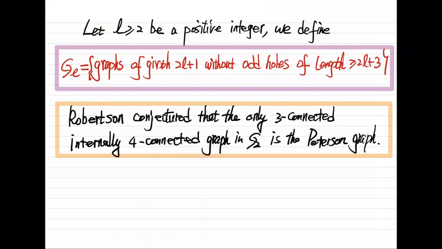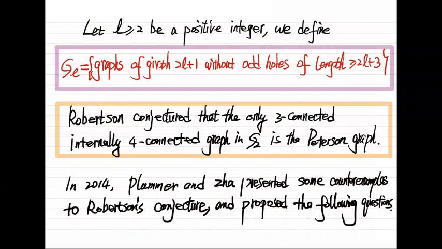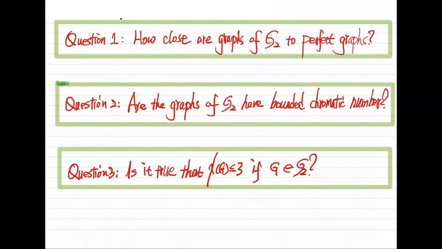Then in 2014, Plummer and Zha presented some counterexamples to Robertson's conjecture and proposed the following questions. The first question is, how close are graphs of G_2 to perfect graphs? Question two, do graphs of G_2 have bounded chromatic number? And question three is a strengthening of question two that says, is it true that all graphs in G_2 are three colorable?